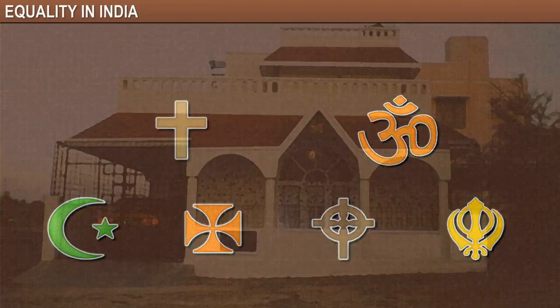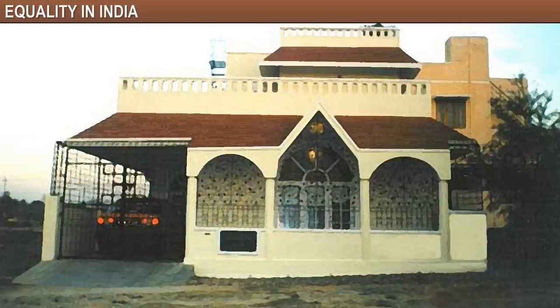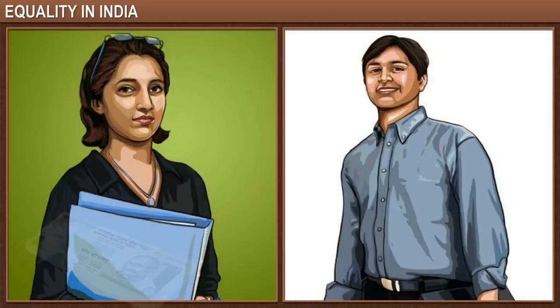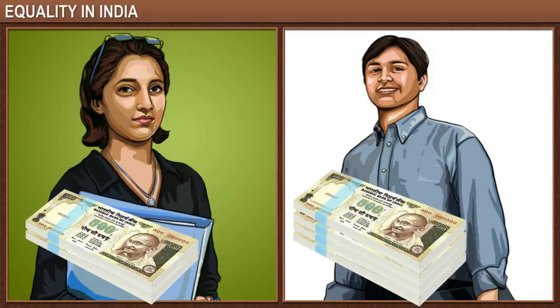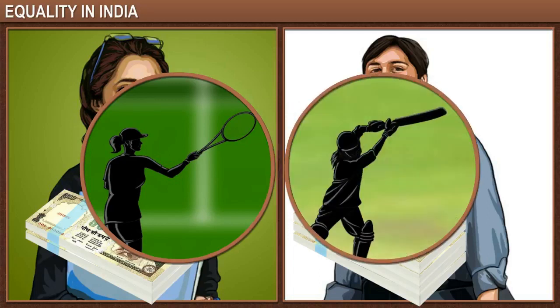For instance, people belonging to minority communities often face problems in getting a house in the locality of their choice. Women too are paid less than their male counterparts for the same job. For example, female players in national and international tennis or cricket matches are paid much less than their male counterparts.